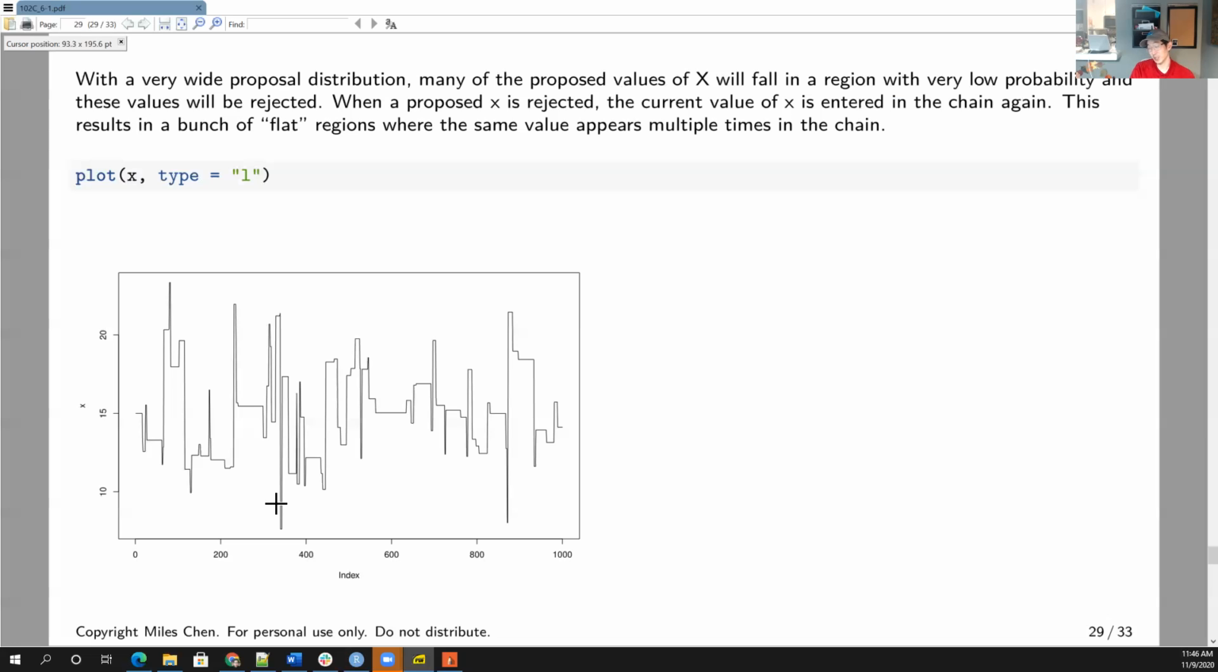Most of them should be between 9 and 21. So will it ever accept a value like, if it proposes 60, will it accept that? No. And basically, we have this flat region because every time it proposes a bad value, it rejects it and recycles the current value. So the current value that I'm at, maybe 15 or 16, just gets used over and over and over again because I keep proposing really bad values.